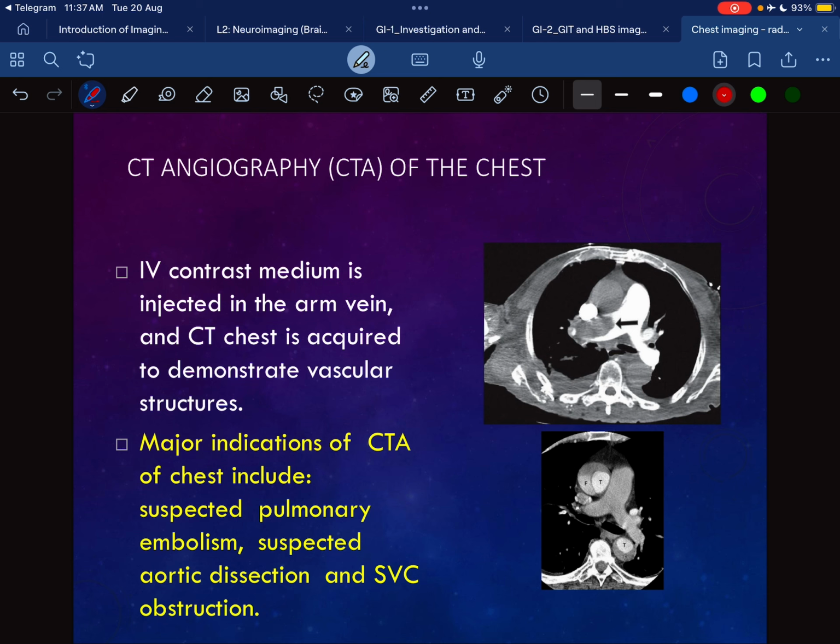Okay, we inject through the veins, okay? Although it's the coronary artery, we inject through the vein. How can it reach the coronary artery?